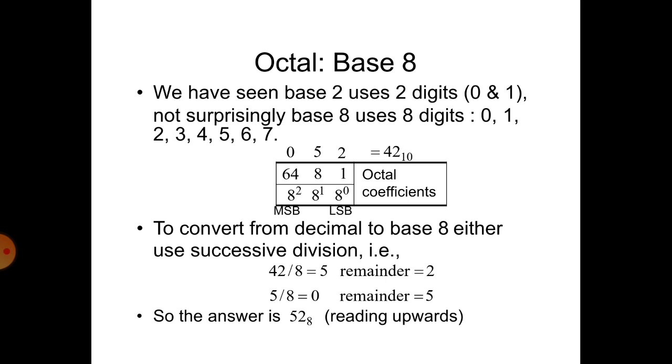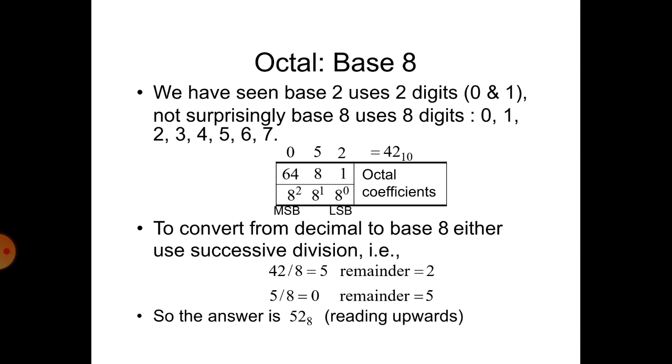So the 42 will be converted into an octal number. So 42 divided by 8. 8 power 2 is 64, which will be 0. Again, 8 power 1 and 8 power 0 will be 2.